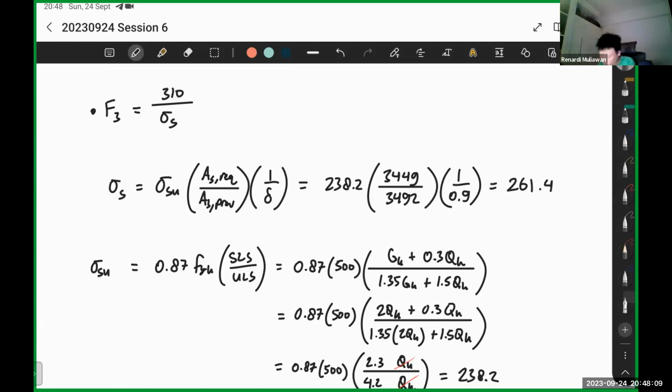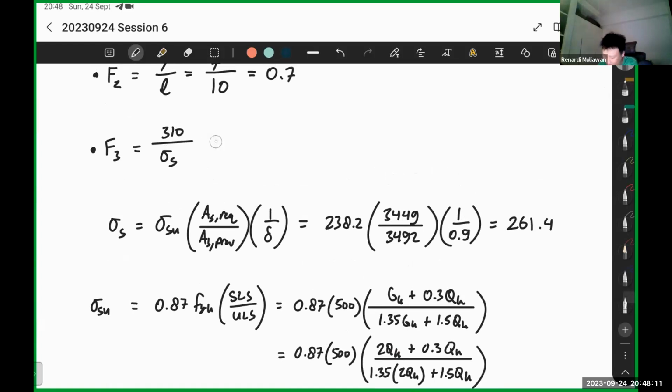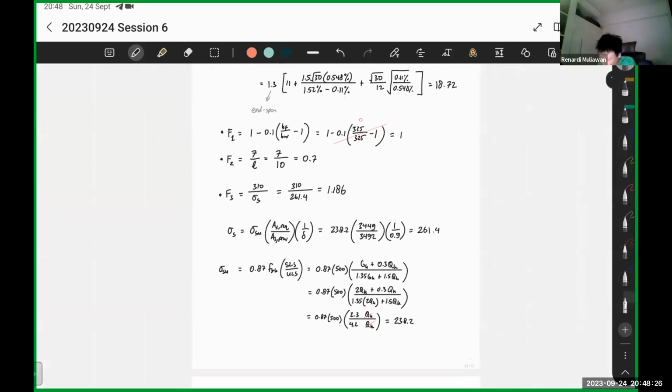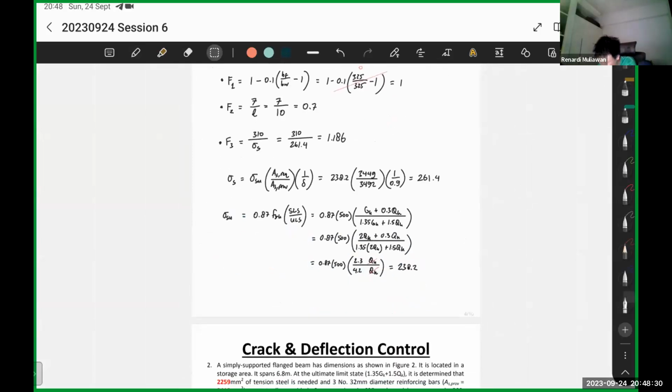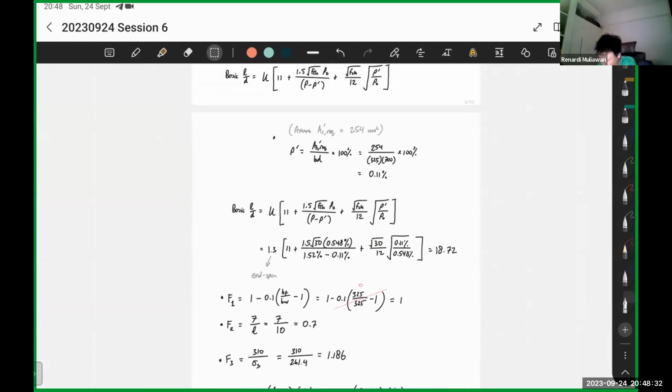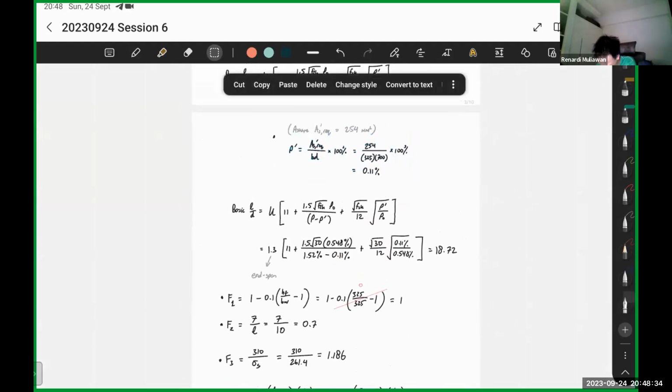Yeah. Okay, and then you go back to this. So it's a pretty long process. So 3110 divided by sigma S 261.4, that is 1.186. Okay, so it's a pretty long process. But now that we have everything, we can just plug in the whole formula in this, and perform the comparison.